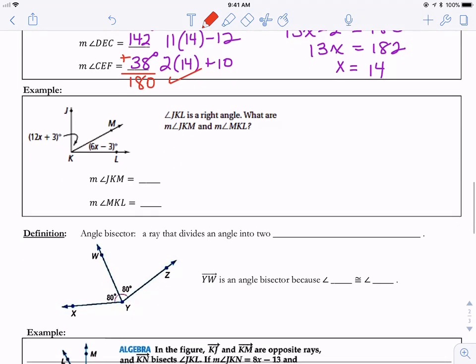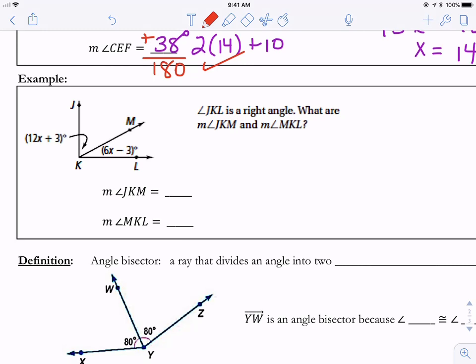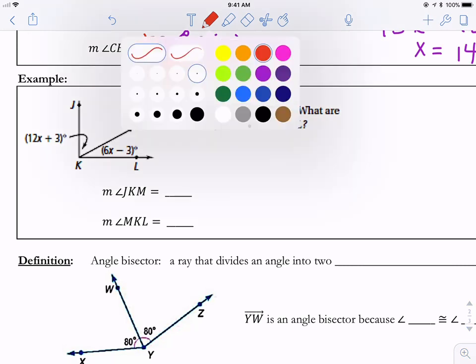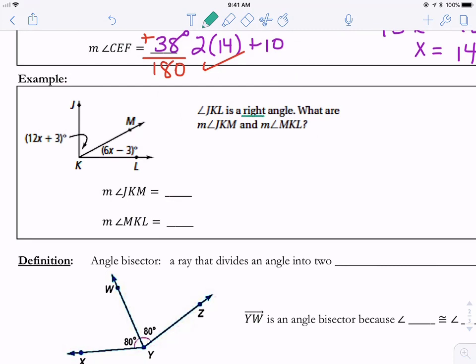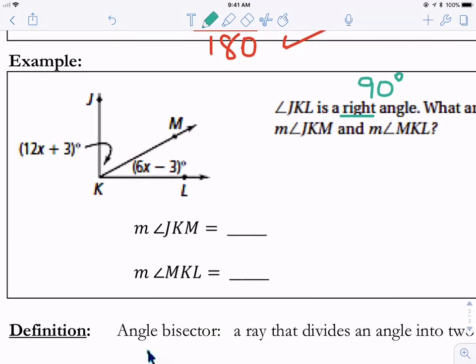Okay, next example. This time it tells you that the big angle measure is a right angle. So being a right angle, that means that it's a 90-degree angle. Now again, we're never going to assume that angles that appear to be right angles really are. The way that you show a right angle on the picture is with this little box in the corner of the angle. So that can either mean that the segments or lines or rays are perpendicular, or it can mean that it's a right angle. It's kind of the same idea.